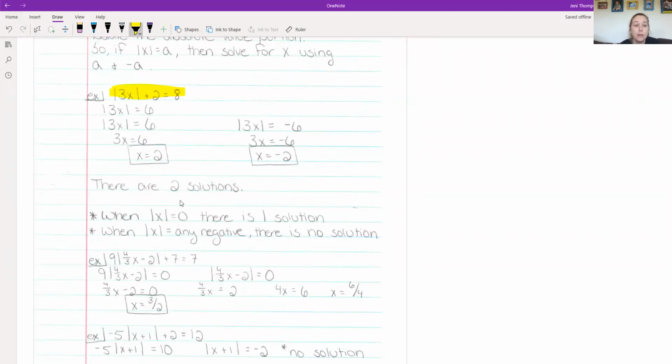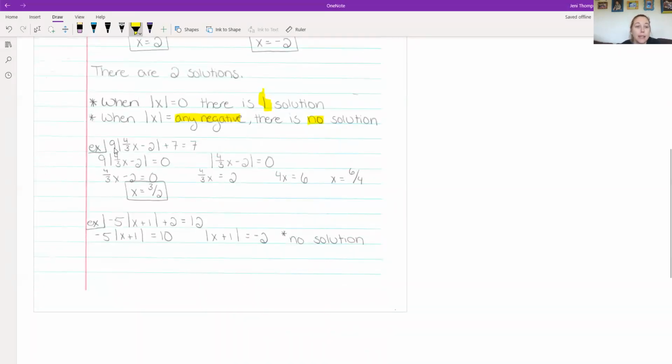There are two different exceptions to this. When we isolate the absolute value and it equals 0, that means there's only one solution to that absolute value problem, because you can't make a positive 0 and a negative 0. There's no such thing. It's just 0. And also, when we isolate our absolute value and it equals a negative, that means there is no solution.